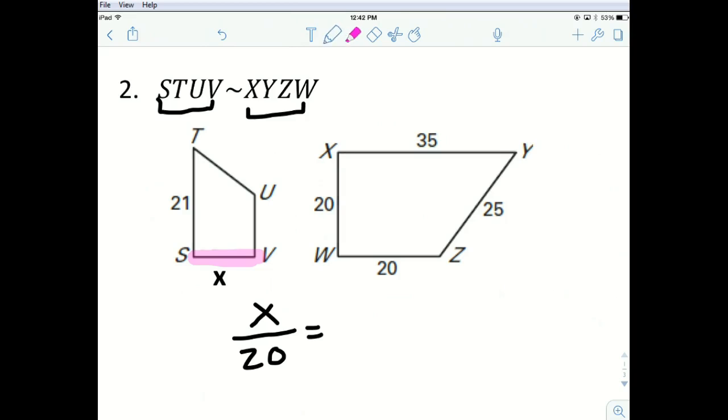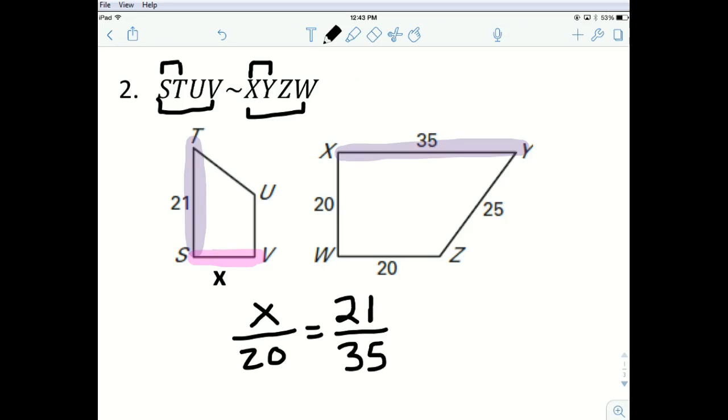Now it's important to match up, again, your second side with that same accuracy. So here's TS. That is my first and my second. I need to match it up with YX or XY. So I look for XY, and that is this side right here. Okay, XY is 35. So I have to put left triangle is 21 over 35. And we cross multiply.